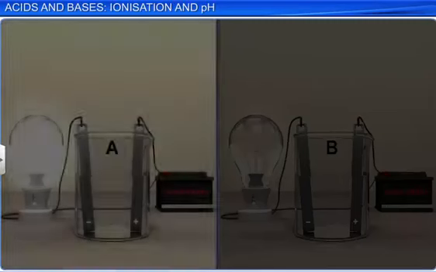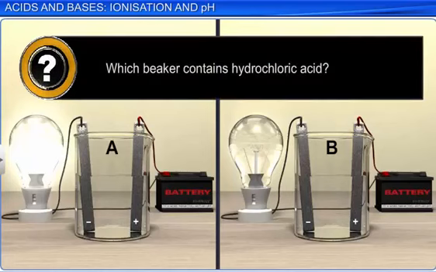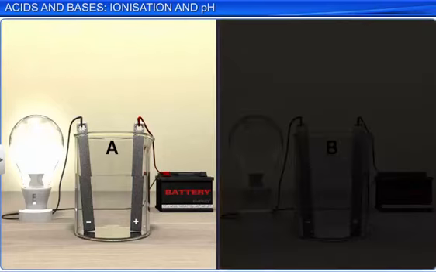Of the two beakers, A and B, one contains hydrochloric acid and the other contains acetic acid. Identify which one contains hydrochloric acid. Beaker A, doesn't it? How do you explain that?